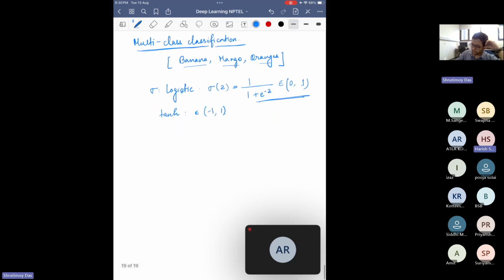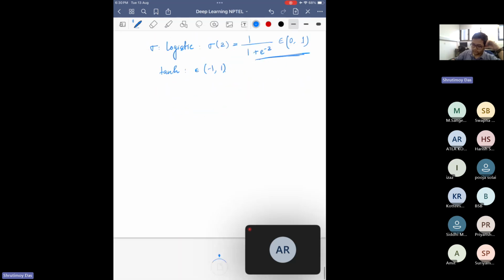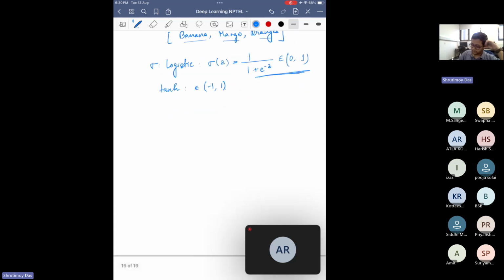So if we plot the curve, it looks something like this. This is your z, and this is your sigma of z. Your logistic function looks something like this. This is 1 and this is 0, and at z equal to 0 it is 0.5.